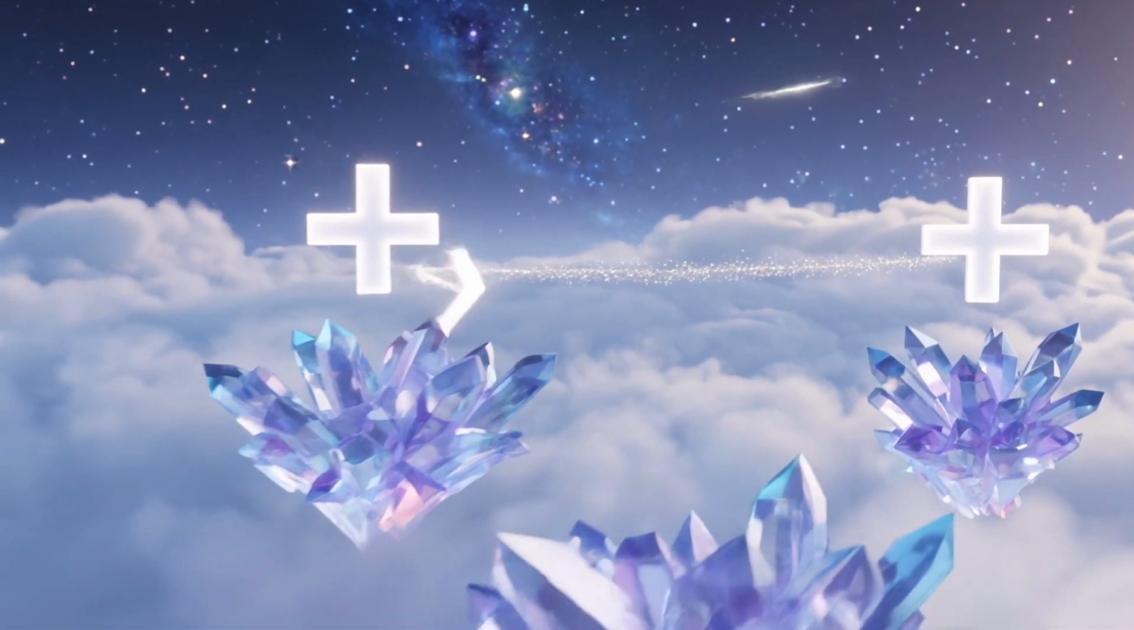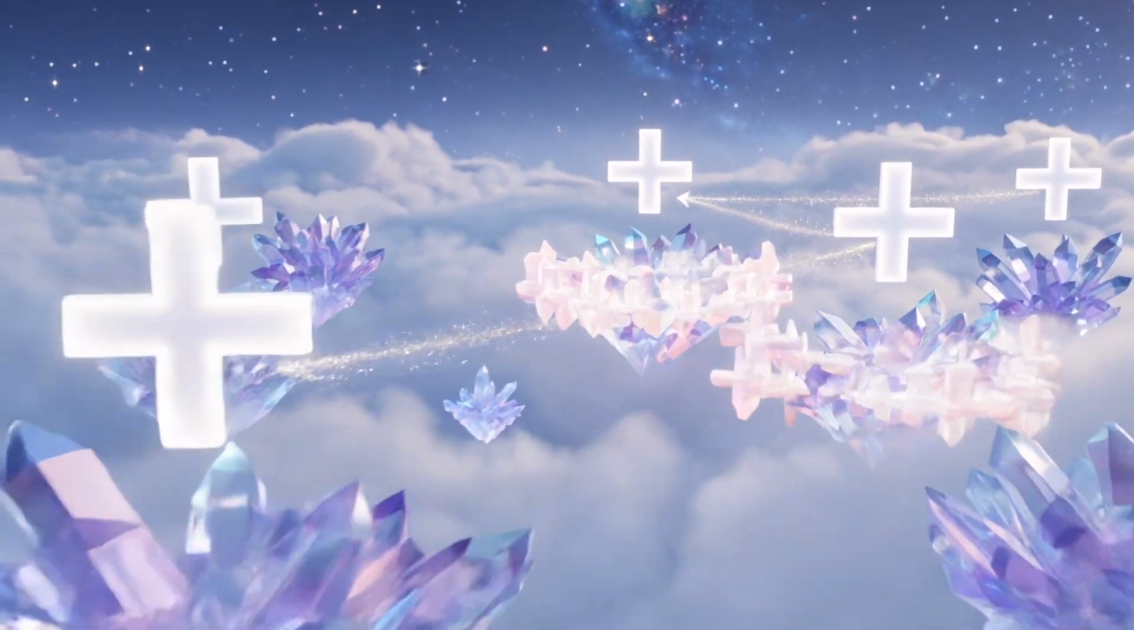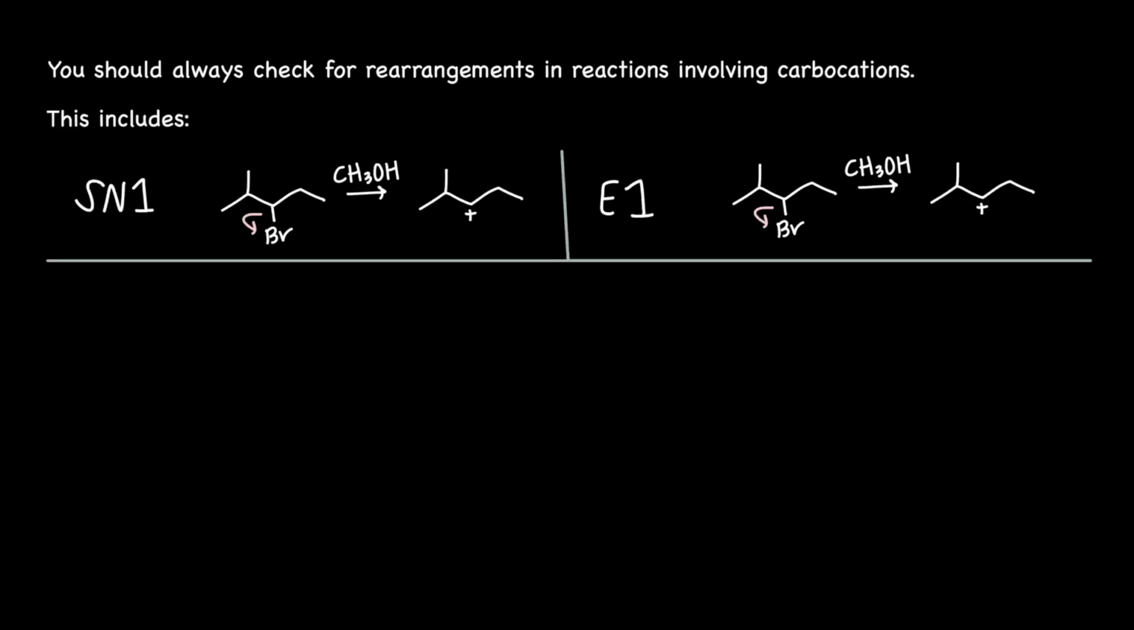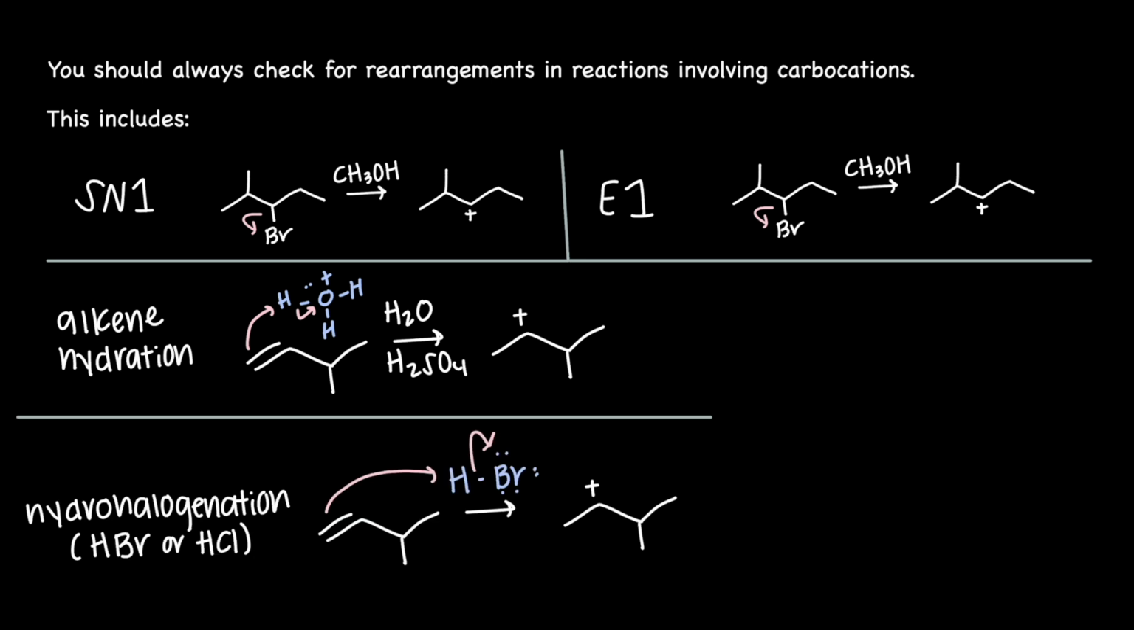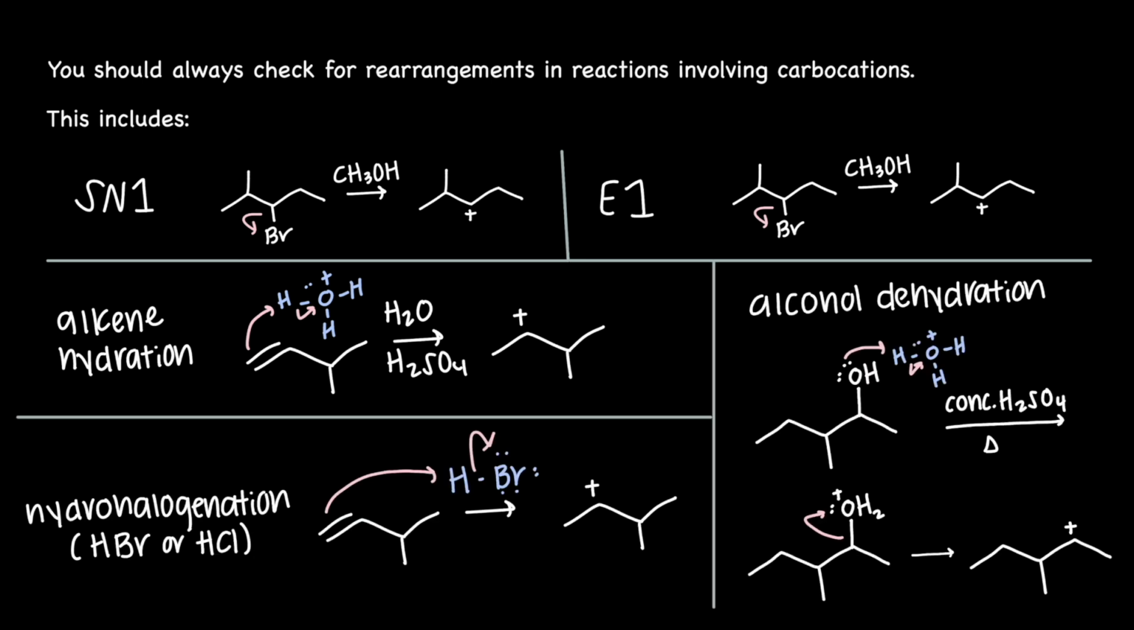Now let's discuss the situations where rearrangements commonly appear. You should always check for rearrangements in reactions involving carbocations. This includes SN1 reactions, E1 reactions, alkene hydration, hydrohalogenation reactions with HBr or HCl, and alcohol dehydration. If a carbocation appears in the mechanism, you should immediately pause and check adjacent carbons.